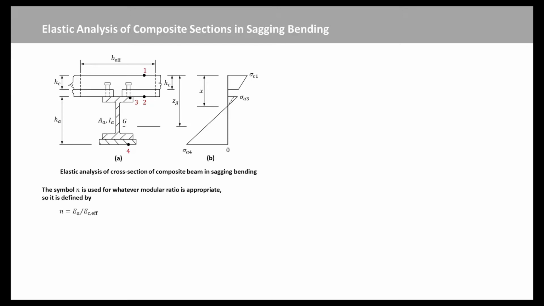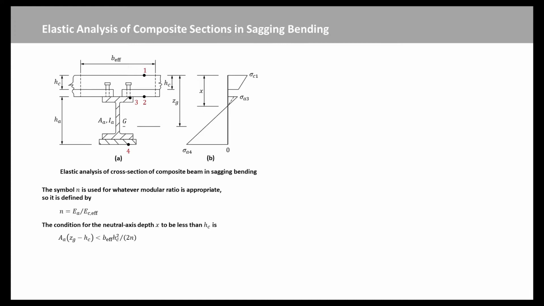The symbol N is used for whatever modular ratio is appropriate, so it is defined by this equation, where EC effective is the relevant effective modulus for the concrete. The symbol N is also used for number of shear connectors. It is usual to neglect reinforcement in compression, concrete in tension, and also concrete between the ribs of profiled sheeting, even when the sheeting spans longitudinally.